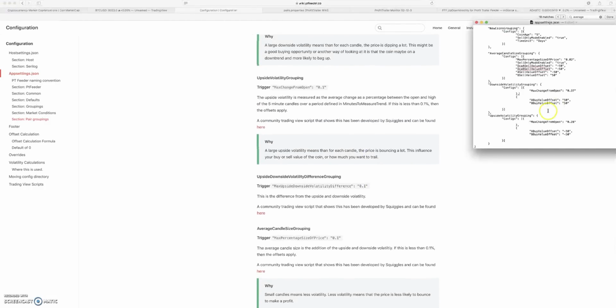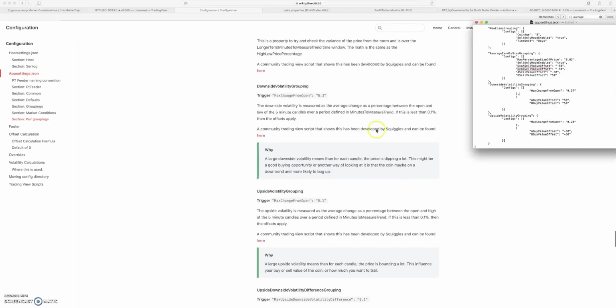So I guess, what did I put first? Downside volatility. So we'll do downside volatility first. The downside volatility is measured as the average change as a percentage between the open and the low of the 5-minute candles over a period defined in the minutes to measure trend.